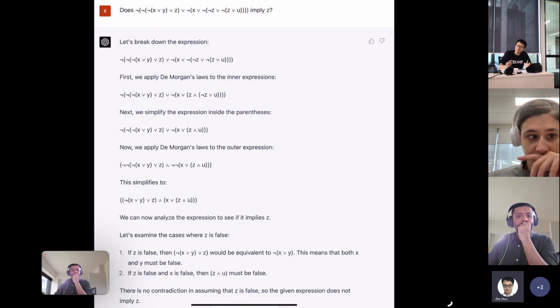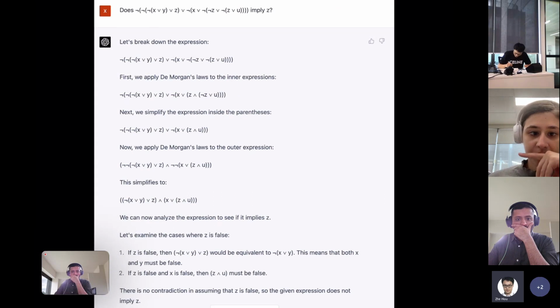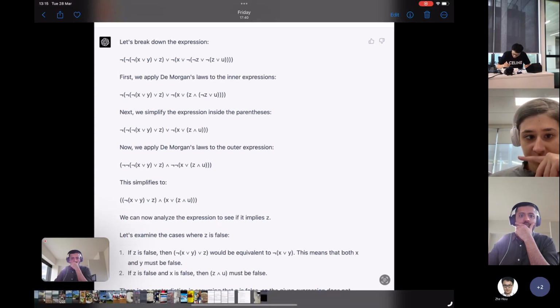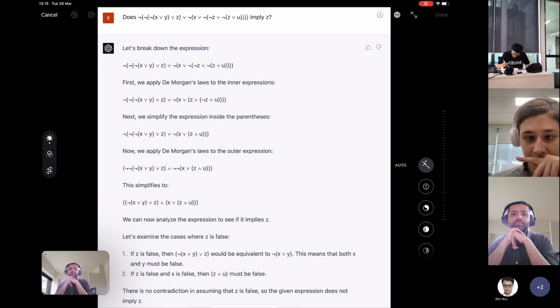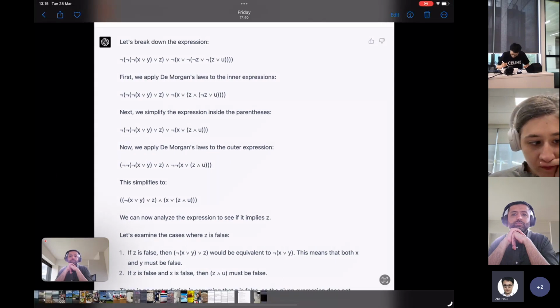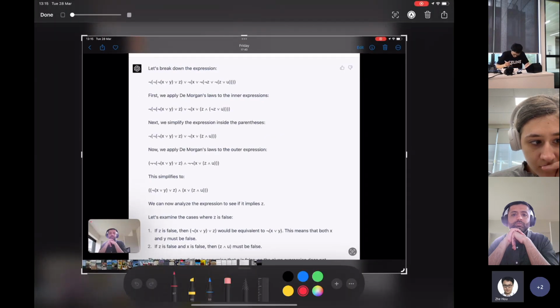And if you look at how ChatGPT 4.0 did it, it says it's going to apply De Morgan's law to the last component. Let's see if I can draw something. Can I edit? I cannot draw. Okay, that's a pity. I think I can draw if I take a screenshot. Okay, so now I can draw.